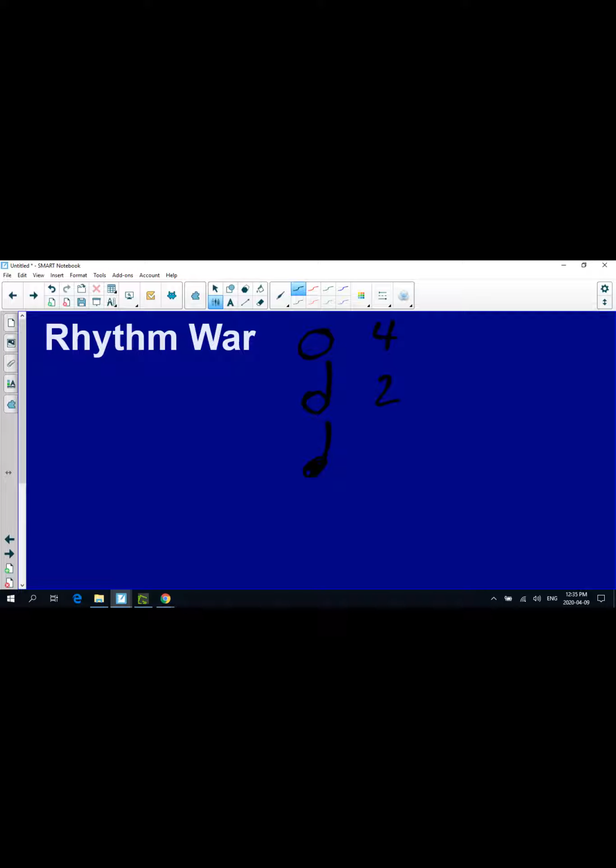Quarter note. How many beats is that worth? 1 beat. Eighth note. How many beats is that worth? That's worth half a beat. But if we put 2 eighth notes together, their flags disappear and it becomes a TT, which is worth 1 beat.